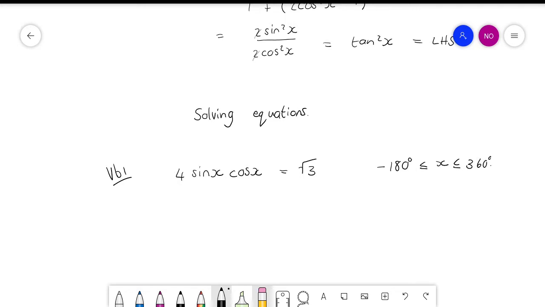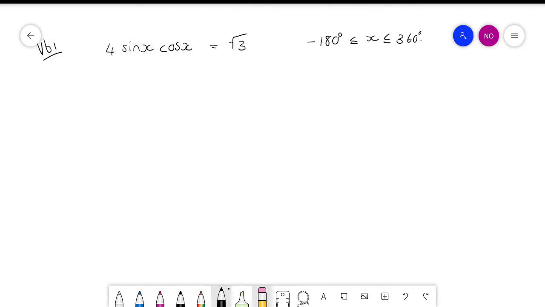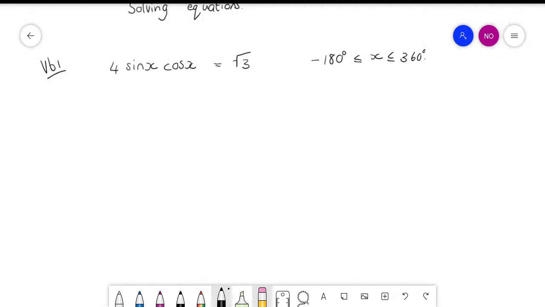Okay, now do you guys agree we haven't done something like this? Because normally we only have it in terms of sine or only in terms of cos. Die stukkie moet vir julle bekend lyk. Where do we see sine x cos x? Do you guys agree?